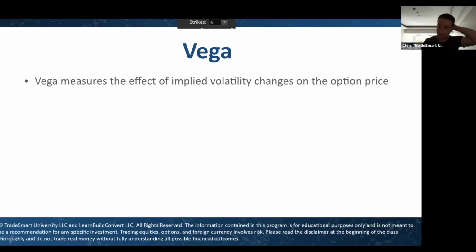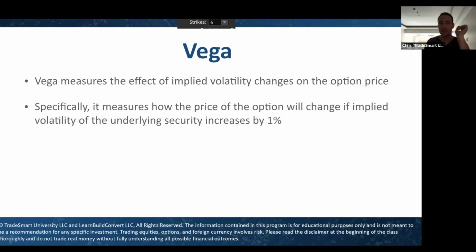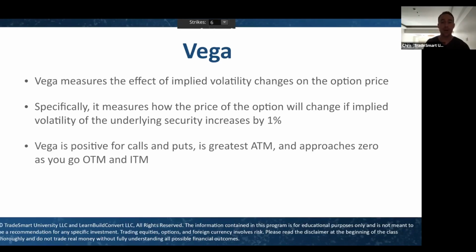So Vega measures the effect of implied volatility changes on our option price. Specifically, it measures how the price of the option will change if implied volatility of the underlying security increases by 1%. So Vega is positive for calls and puts. It's greatest at the money, and it approaches zero as you go both in the money and out of the money. So Vega being positive for calls and puts means that no matter what, when volatility increases, options across the board go up in value. And when volatility drops, options across the board go down in value.